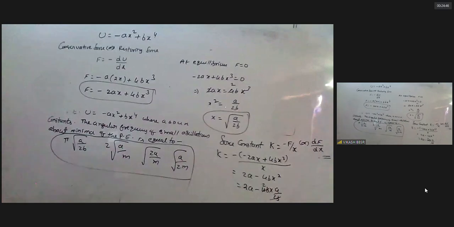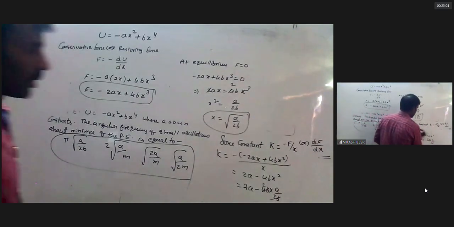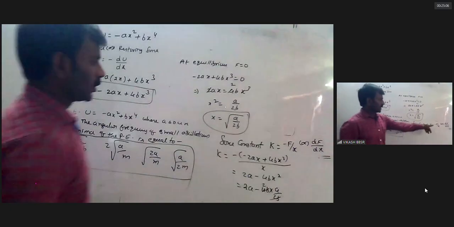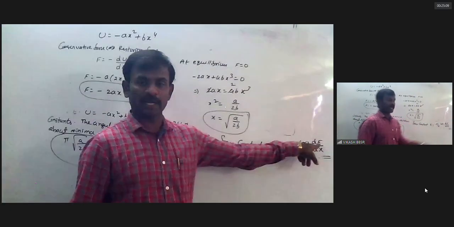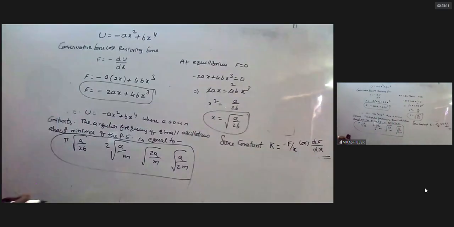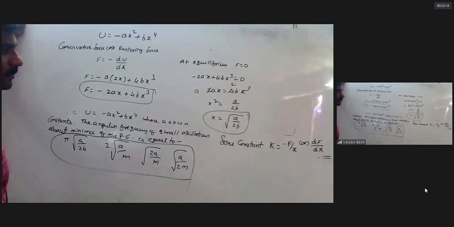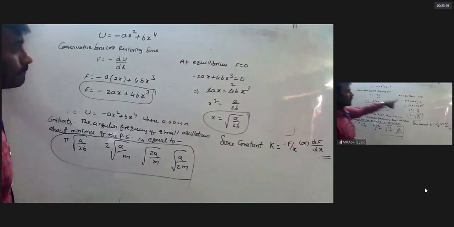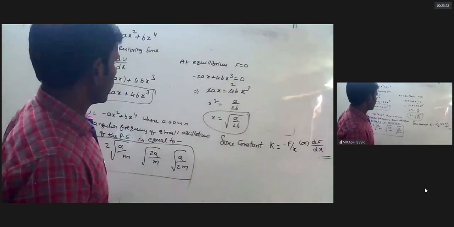Any mistake we have done? Check now. Check that. Wrong. K is equal to minus f by x or df by dx. See here, what is the df by dx? What is the df by dx? df by dx.